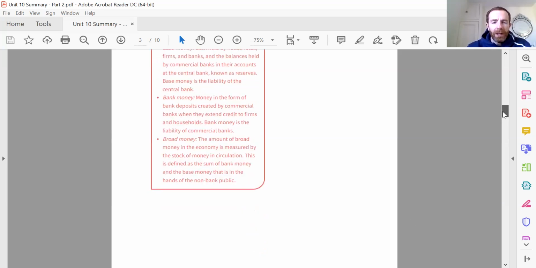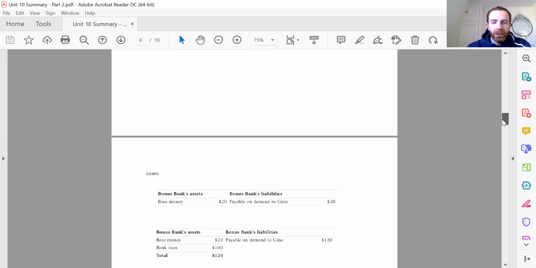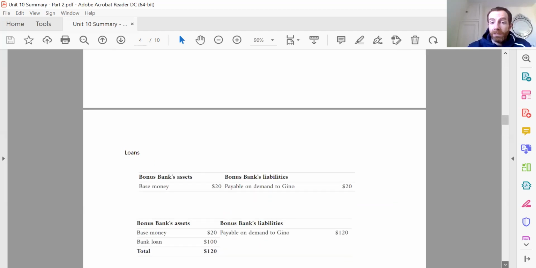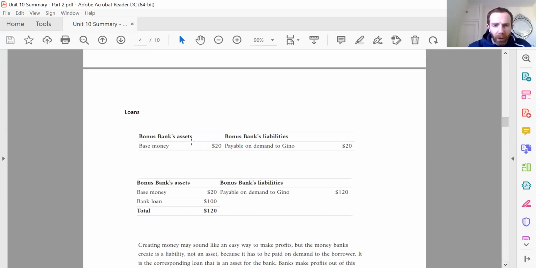Right. So I think next, we're just going to have a look at what happens if a bank decides to create a loan, extend some credit. So we have this simple balance sheet to begin with, where Gino has $20 in terms of assets. Actually, let me be clear here. We're looking at Bonus Bank, the bank's balance sheet. And so the bank has an asset of $20 because we're imagining that Gino has deposited $20 of cash into his bank account. And so the bank is holding that. It therefore has this $20 as an asset.